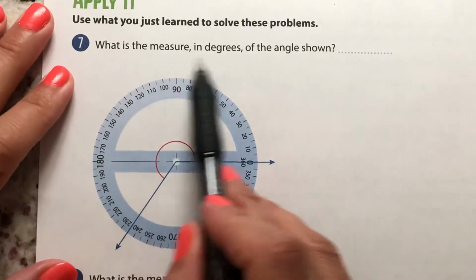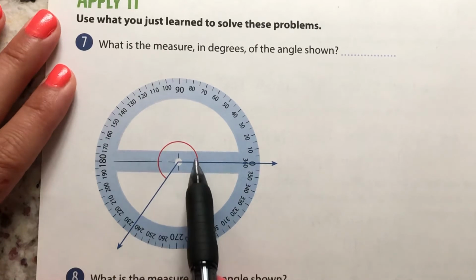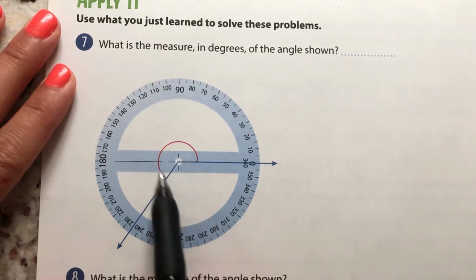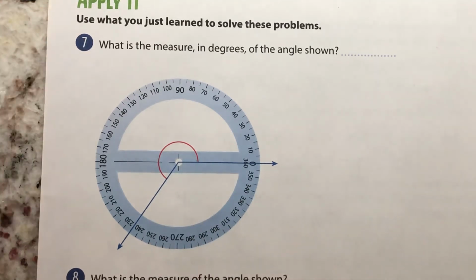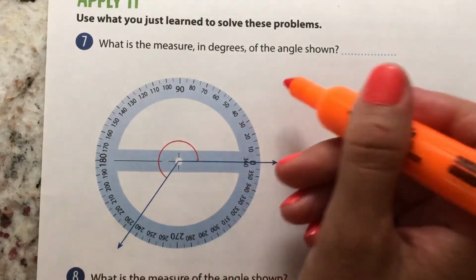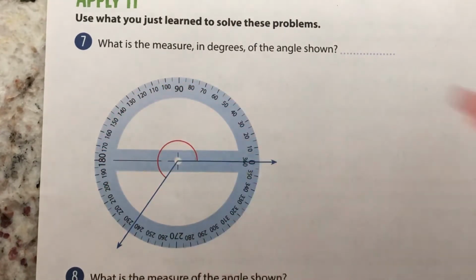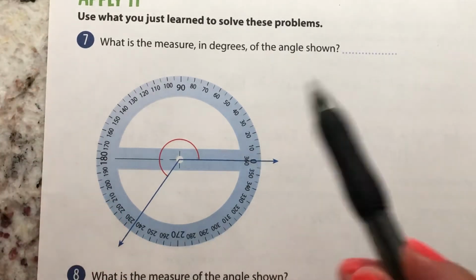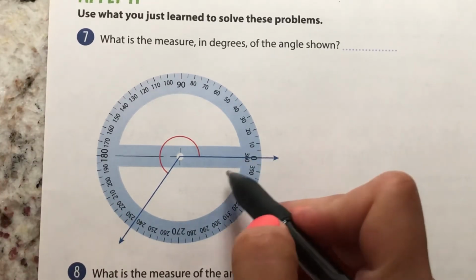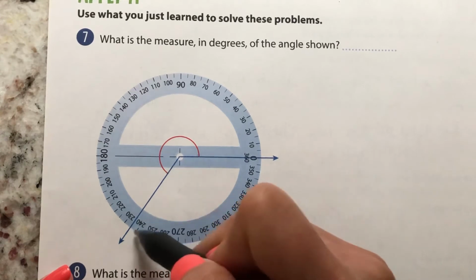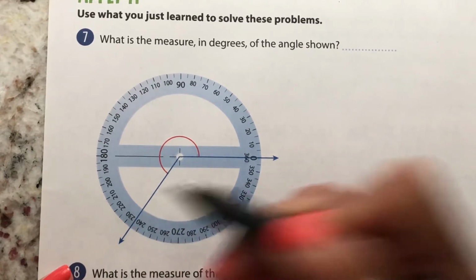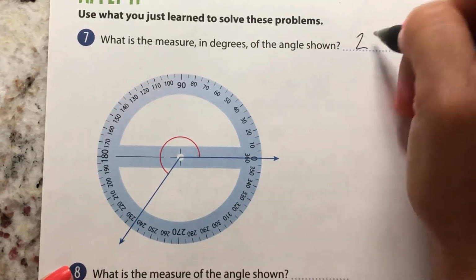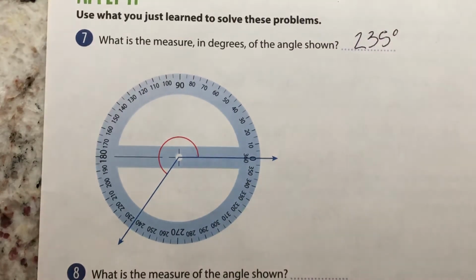What is the measure in degrees of the angles shown? So it's important that when you're measuring angles, you look for this line right here to show what angle is being measured. Now, technically this would open on the right, but we only have one set of numbers, so we don't have to really worry about whether we look at an inside set or an outside set of numbers. So we are going to say that this angle right here is between 240 and 230. So then the angle measurement is 235 degrees.